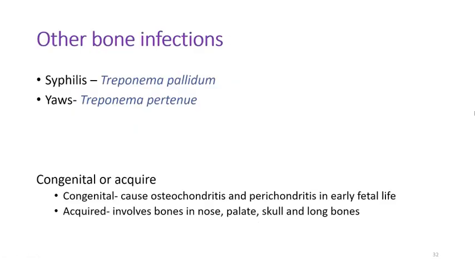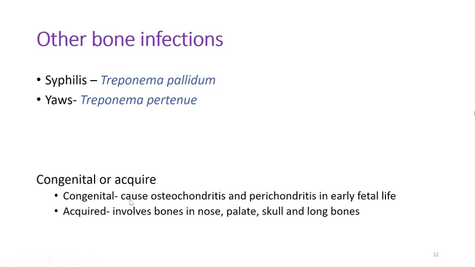So far we have covered pyogenic osteomyelitis and tuberculous osteomyelitis. Now we have to talk about other types of bone infections. The main types of bone infection are syphilis and yaws. Syphilis is caused by Treponema pallidum and yaws by Treponema pertenue. It could be either congenital or acquired. Congenital syphilis causes osteochondritis or periostitis of the bone. Early in fetal life, maybe in the fifth month, they can develop these lesions.